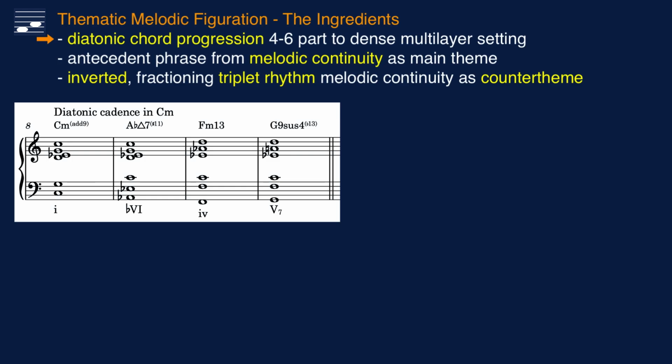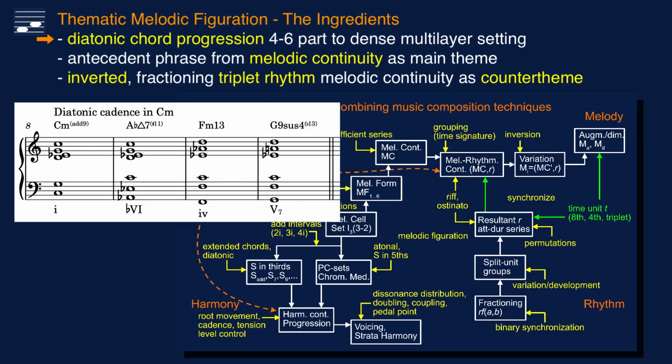The starting point is this 4-part diatonic harmony progression in C minor that will later modify into a denser multilayer setting. These chord changes are in the harmonic continuity block in the lower left of the technique's overview diagram. The progression has strong cadential character through the use of positive diatonic root cycles only. It moves from the tonic degree C minor to the dominant G dominant 9, thus representing a half cadence.